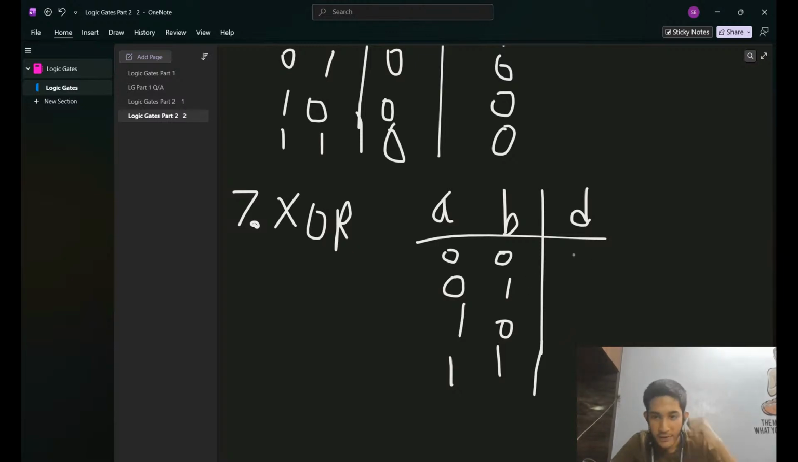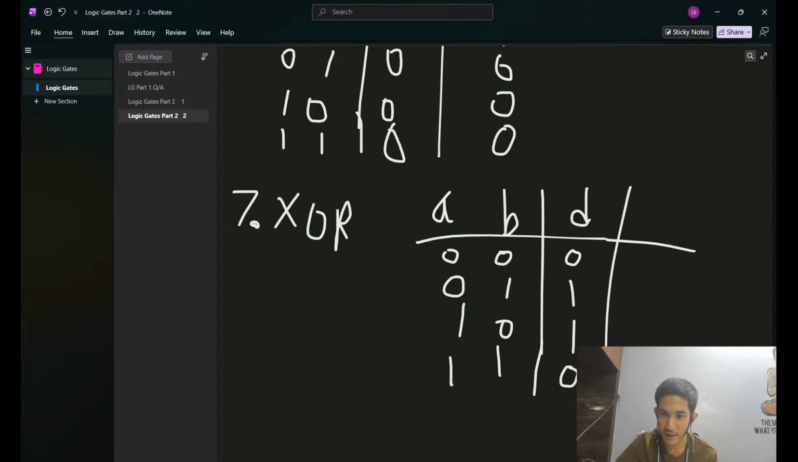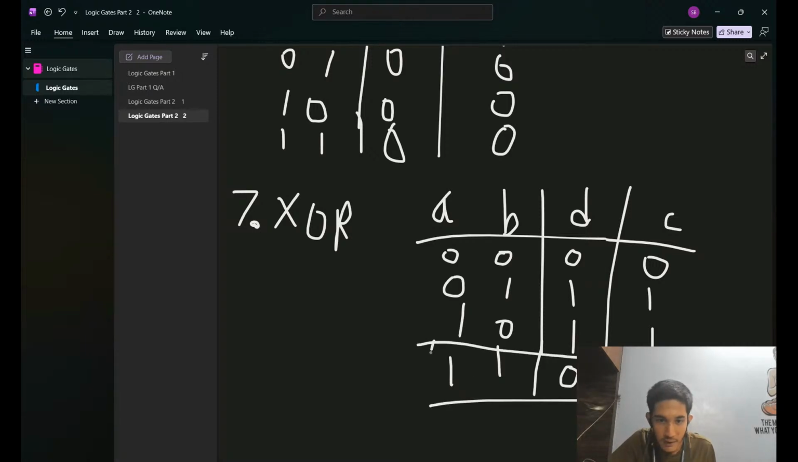Now, 0 0, as you know, OR is still 0. 0 1 will be 1, 1 0 will be 1. But now here the exclusiveness comes into play. If both are 1, then the output for XOR will actually be 0. It excludes the 1 from the OR list. Okay, if I pull up the OR list, it will be something like this. So you see how this part has been excluded, right? This one has been excluded and become a 0.